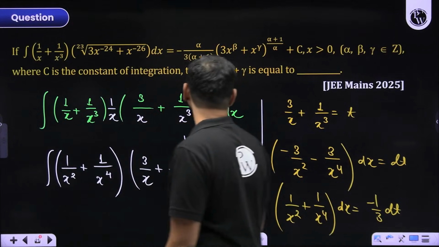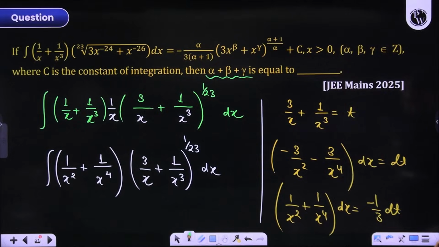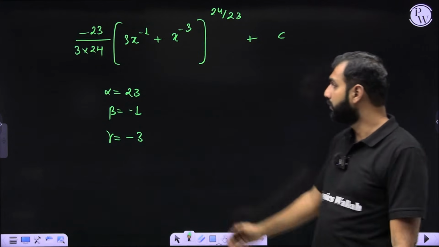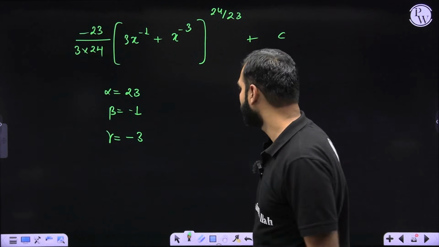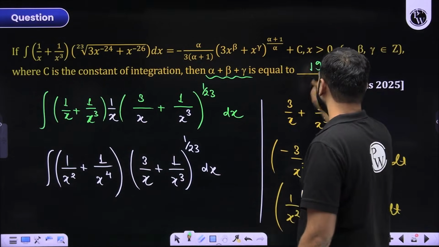Once you have cracked alpha, beta and gamma, what you are asked is alpha plus beta plus gamma. x was positive, and x, y, z were integers. So alpha plus beta plus gamma means 23 minus 3 is 20, 20 minus 1 is 19. So your answer to this question would be 19.